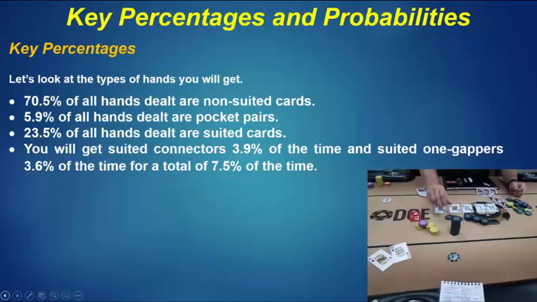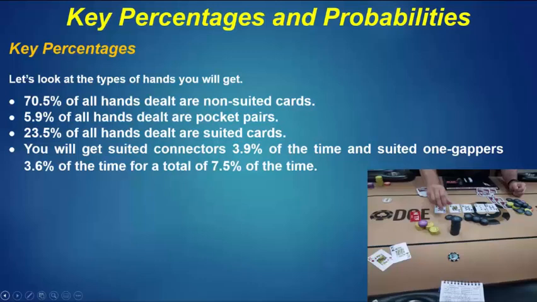Key percentages. In a standard deck of playing cards, there are 4 suits with 13 cards per suit, making a total of 52 cards in a deck. Simple enough. In Texas No Limit Hold'em, there are 1,326 possible starting hand combinations. Because there are multiple combinations of the same hands, there are only 169 unique hand combinations.